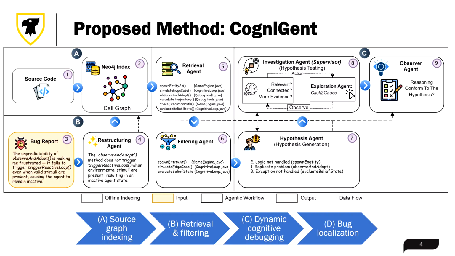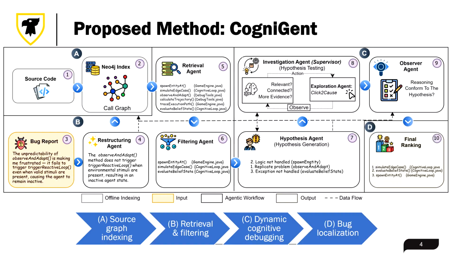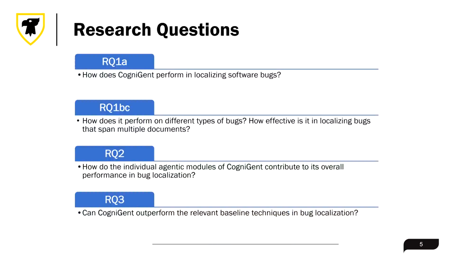Okay, so now for each of the candidate code segments, we have at least two confidence scores against the hypothesis that we have generated, and then we combine those confidence scores to generate the final ranking for the code segments. Okay, and this is how we generate a ranked list of faulty code segments against that bug report.